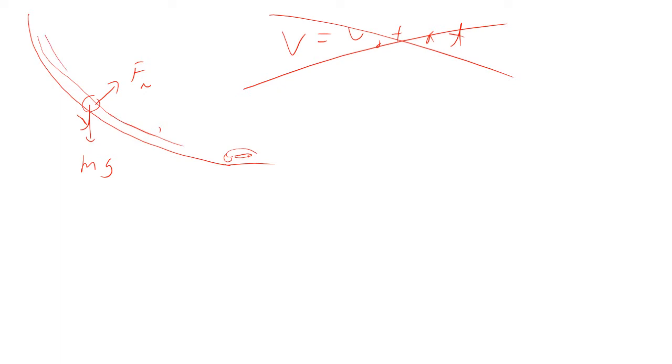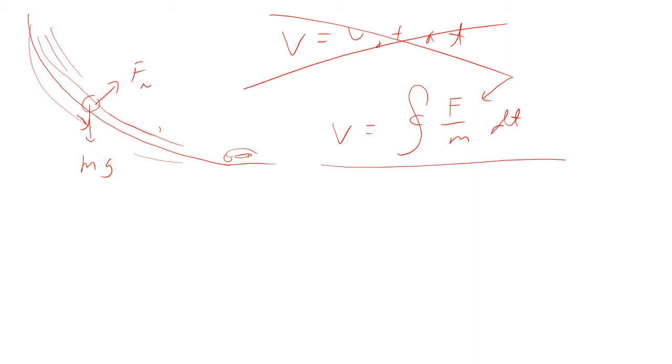It becomes very complicated because v is going to be the integral of F over m dt, but the F changes as you go. So this is technically going to be a path integral right here. It's not just an integral, it's a path integral, because the shape of the curve is going to determine exactly what the force is at different spots. So this is a very complicated sort of thing.